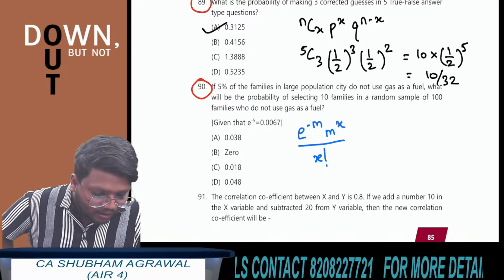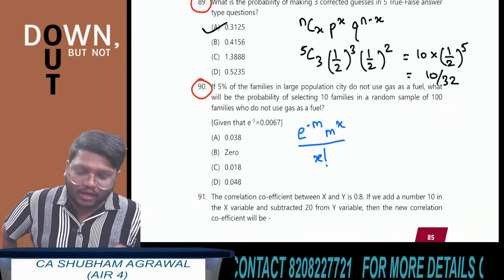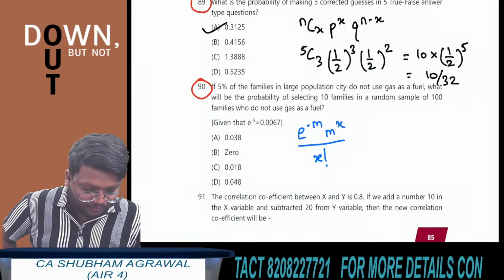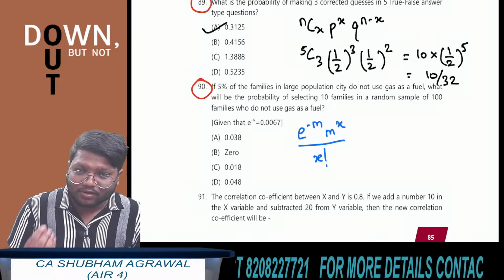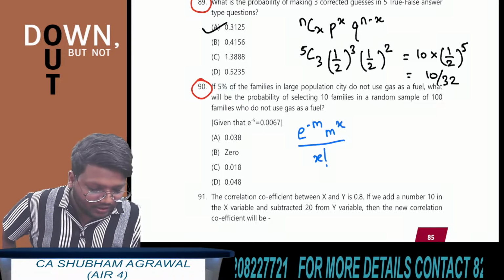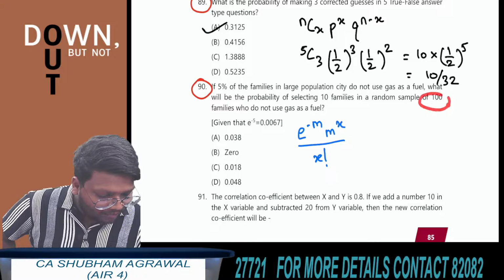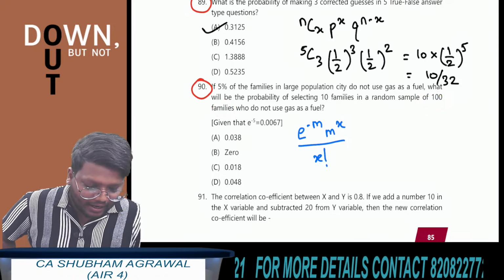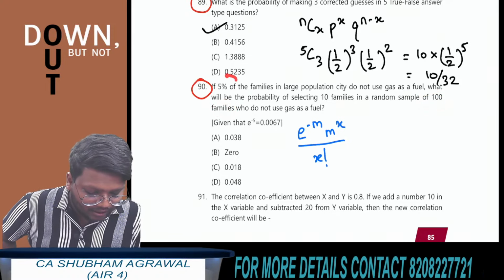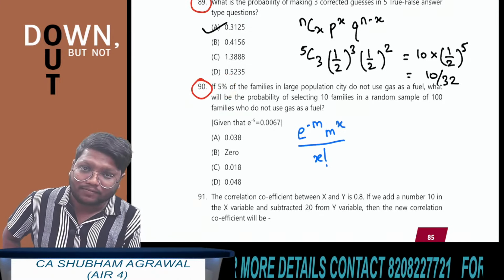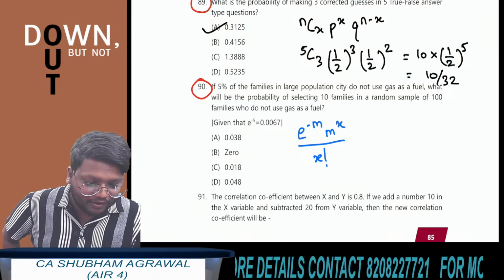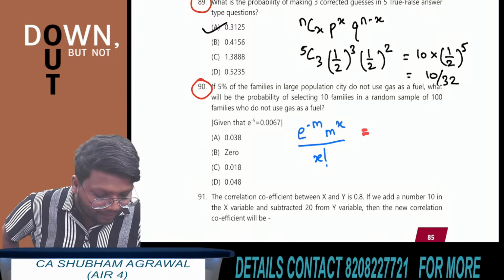Now here, what is the value of m? How to find the value of m here? Very simple. The value of m is 5. How have we got this? Total how many families are there? 100. And 100 multiplied by 5% is 5. So here m is 5, and e to the power minus 5.